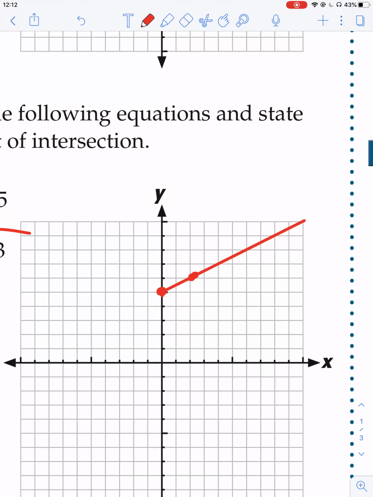And everything else will automatically align, okay? So there you go. And then this way. So this is what the function would look like, okay? And now let's graph the other function in blue.